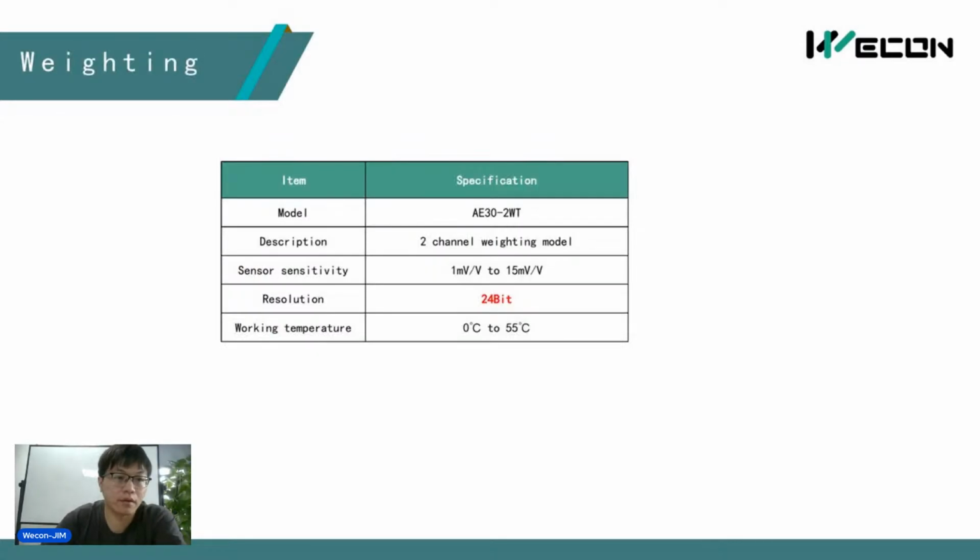Okay, and this weighing module. The resolution is 24 bits and can connect to weighing sensors. For weighing modules, we only have one module under development now. Maybe in the future we will have other different ones, for example, for WT.